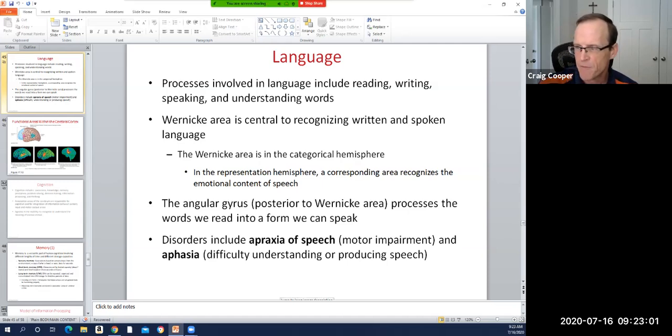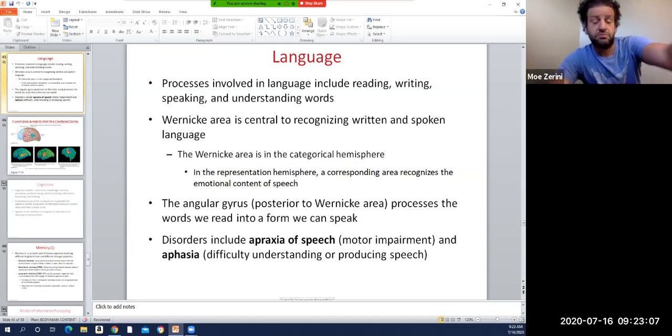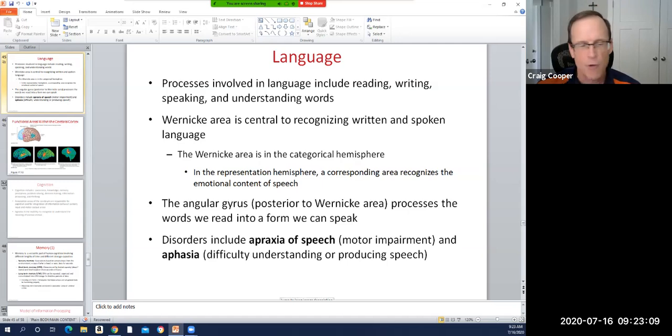So it's kind of different. If it's apraxia, then it's really just that you can't form the words, and that can look like slurred speech. Things like that are going to be more apraxia.